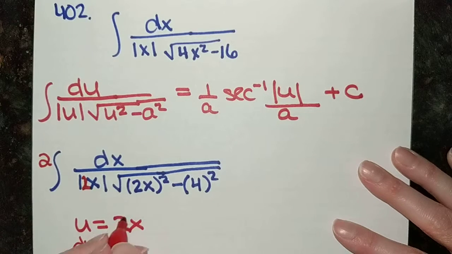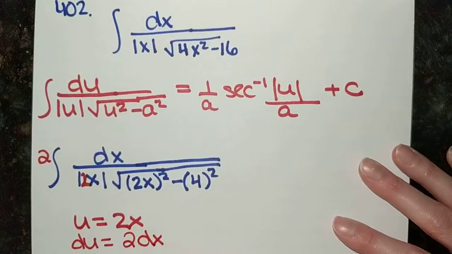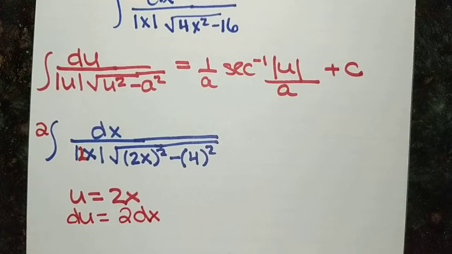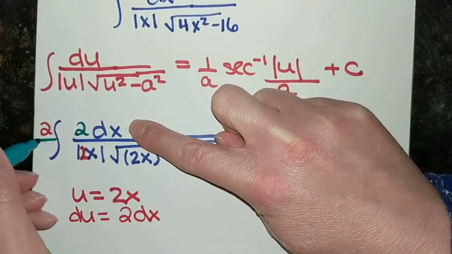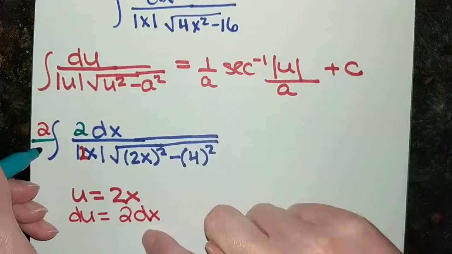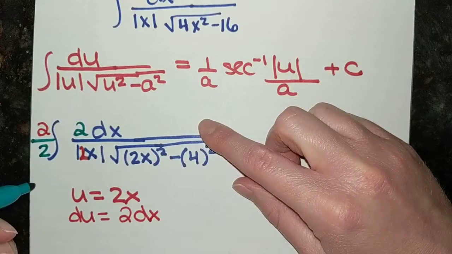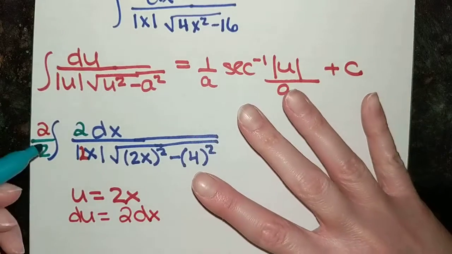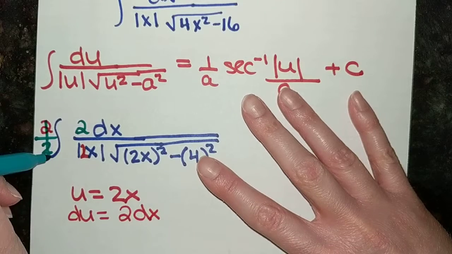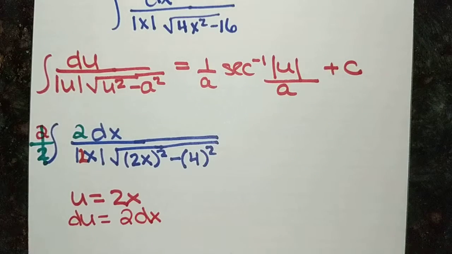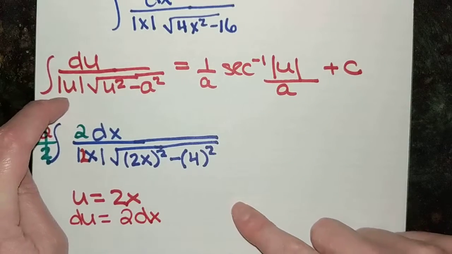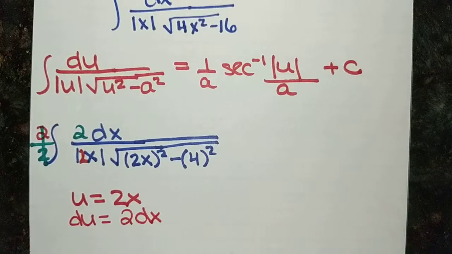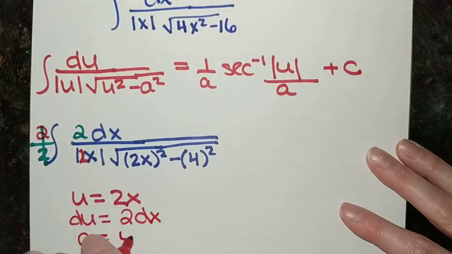So du is going to be the derivative of u, so that's 2 dx. Now you'll notice we're not quite there yet because we just have dx. So you'll multiply in by 2, and when you multiply in by 2 to get that du, you have to divide by 2. So essentially, to get your u and your du, the 2's are crossing out. Now once you have that, you have your du, your absolute value of u, your u squared, and your a, of course, is equal to 4.